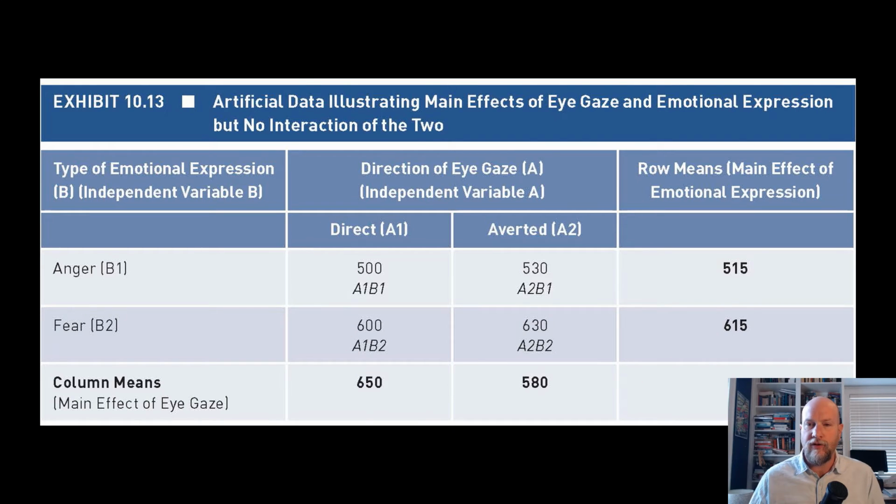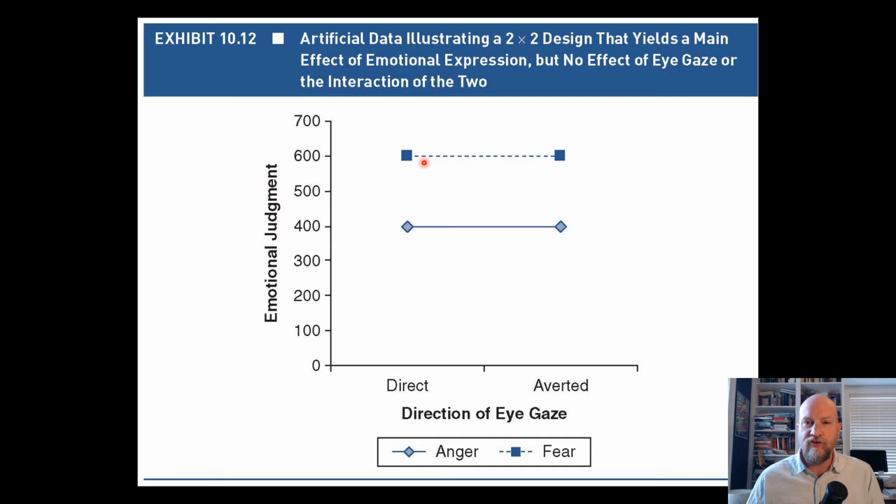Now let's look at what that graph would look like. We now have two parallel lines, right? This is the line that represents anger, and this is the line that represents fear. This is a design that yields a main effect for emotional expression. Fear is definitely slower to be responded to than anger, but no effect for eye gaze because it's a flat line, direct to averted, and these lines essentially are not ever going to cross over one another, or very nearly so. They're parallel. Therefore, we would say there is a main effect for emotional expression, but no effect of eye gaze and no interaction.